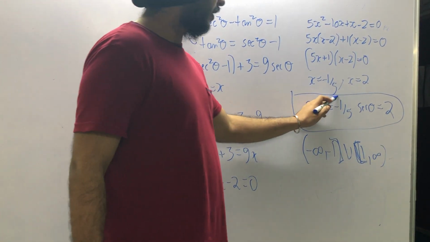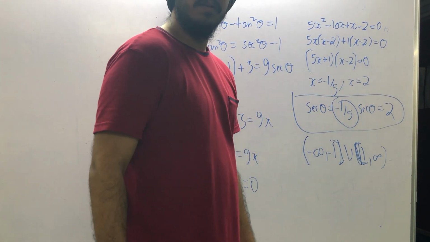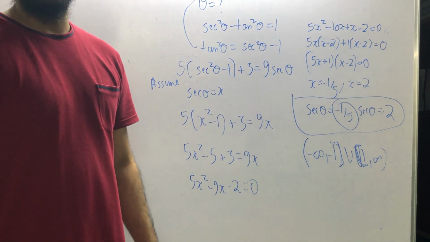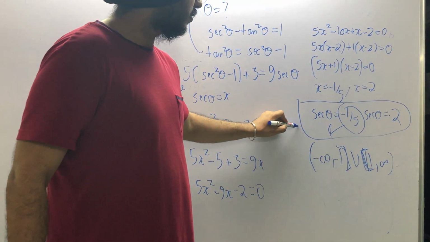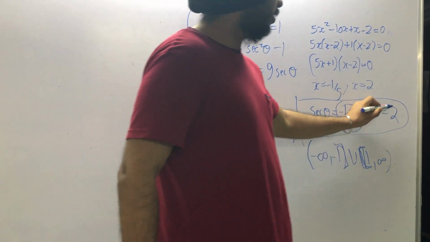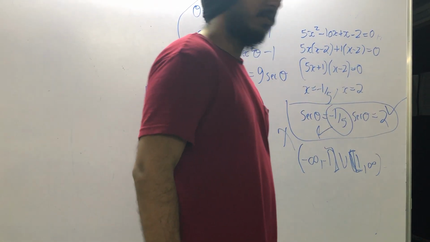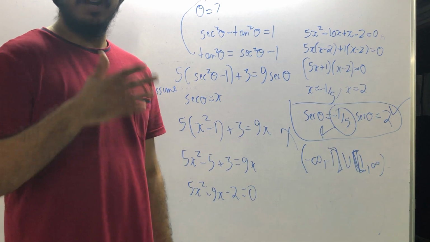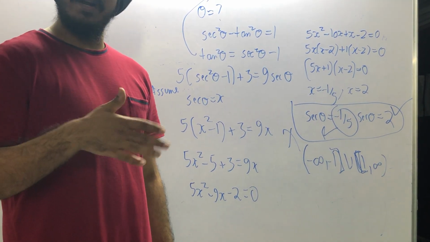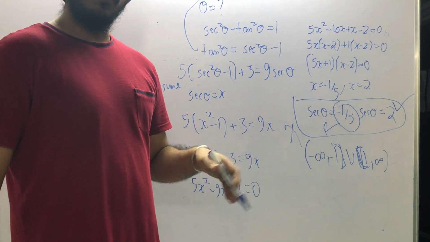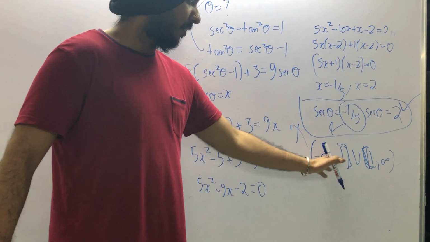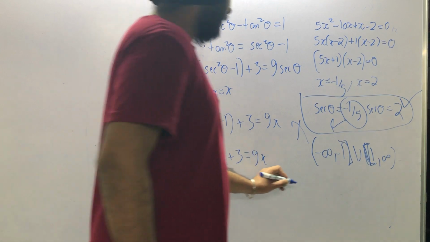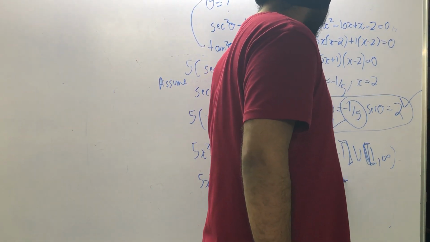Okay, so minus 1 by 5, is it possible? No, because it lies between minus 1 and 1. So this is not possible. Sec theta is equal to 2. This is possible. Why? Because the range is equal to or greater than 1, or less than or equal to minus 1. So 2 is greater than 1, so it is in the range of sec theta. So sec theta is equal to 2 is the correct answer.